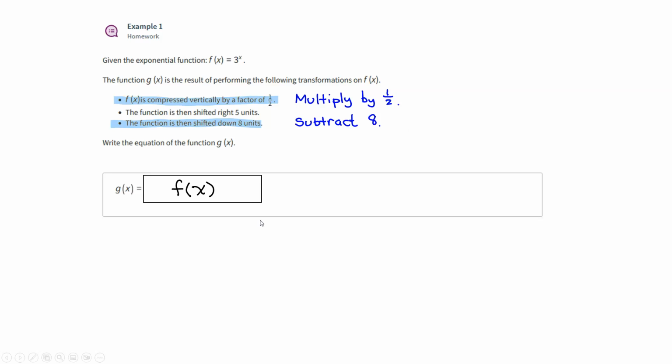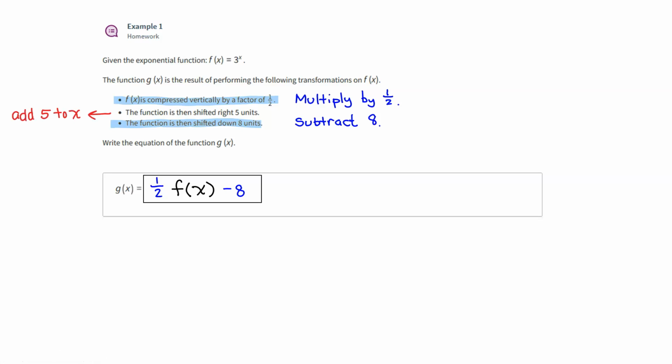So basically what's going to be the result of these two is that you're going to be multiplying the function by 1/2, and you're going to be subtracting 8 from the function. Now, horizontal transformations are going to define what goes on inside these parentheses, whether it's in f of x form, or in this case, what's going to go on in the exponent. And right now you see that the function is shifted right 5 units. Well, if you shift right 5 units, that means you would be adding 5 to the x values.